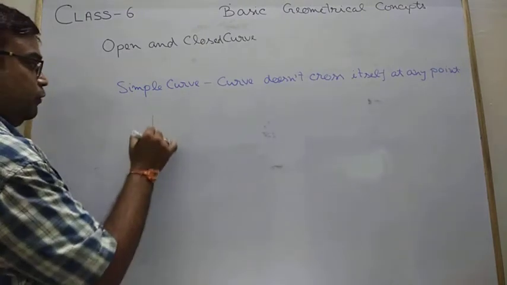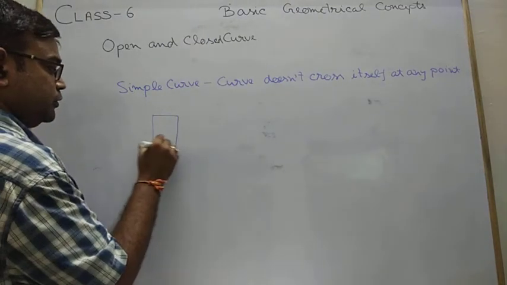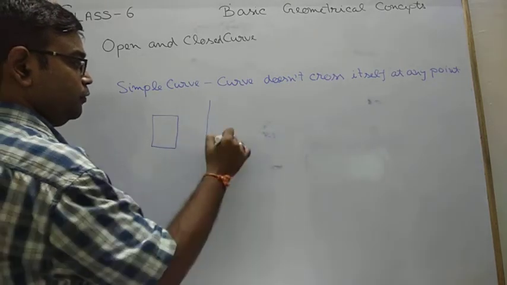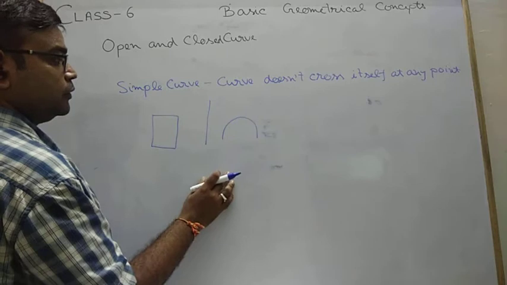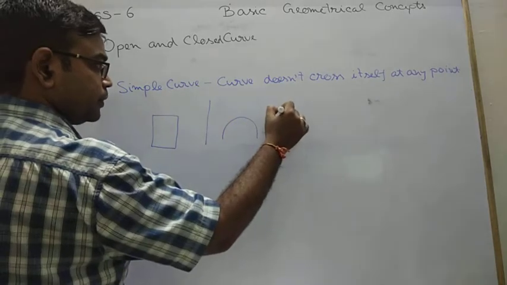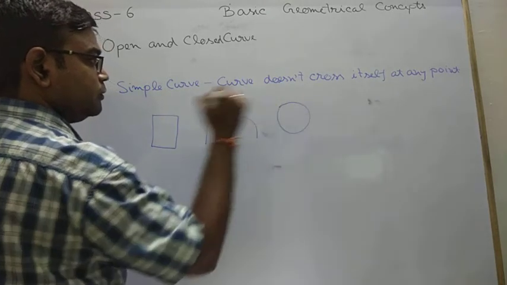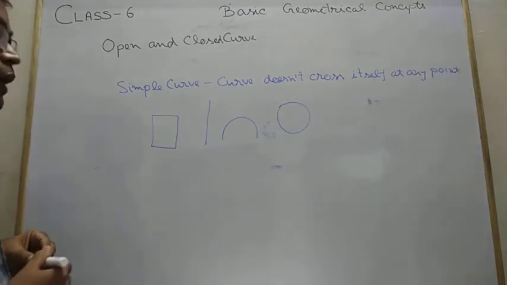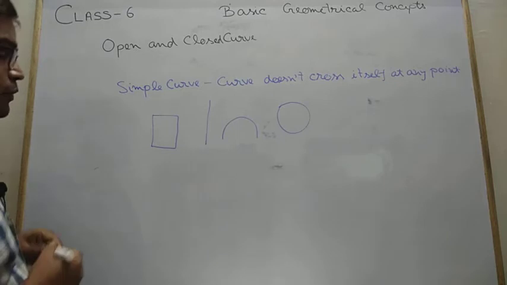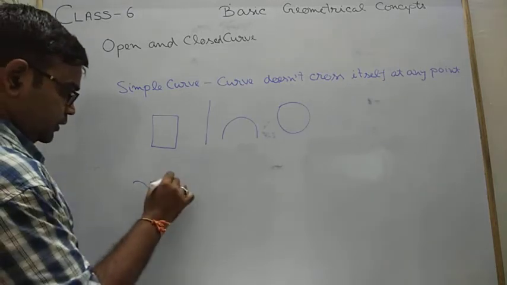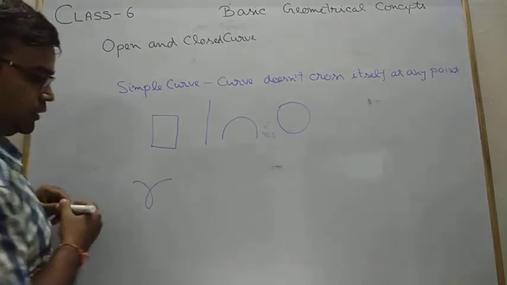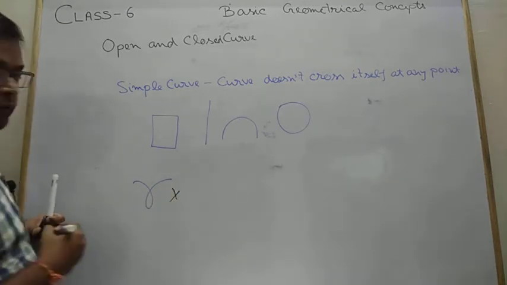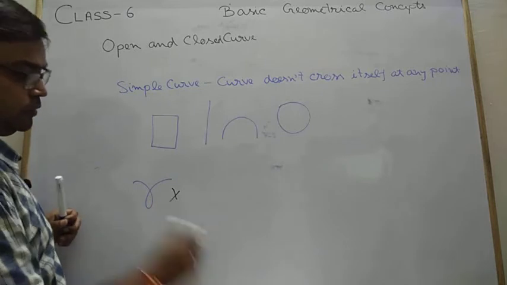Means what? If we draw a rectangle like this one, this is a simple curve. If we draw a line, simple curve. We draw an arc, simple curve. We draw a circle, simple curve. And if it crosses, they are not simple curves. For example, this is not a simple curve. This is a wrong one. This is not a simple curve. A cross sign also is not a simple curve.